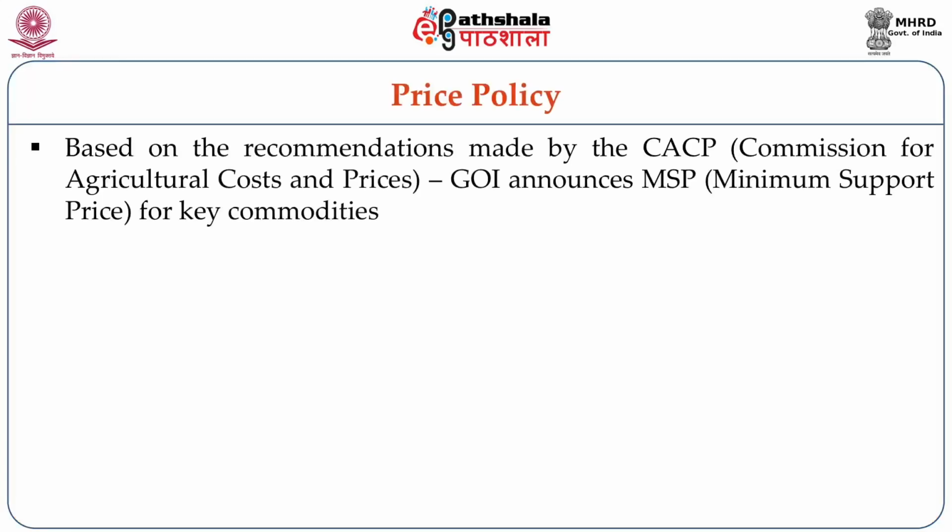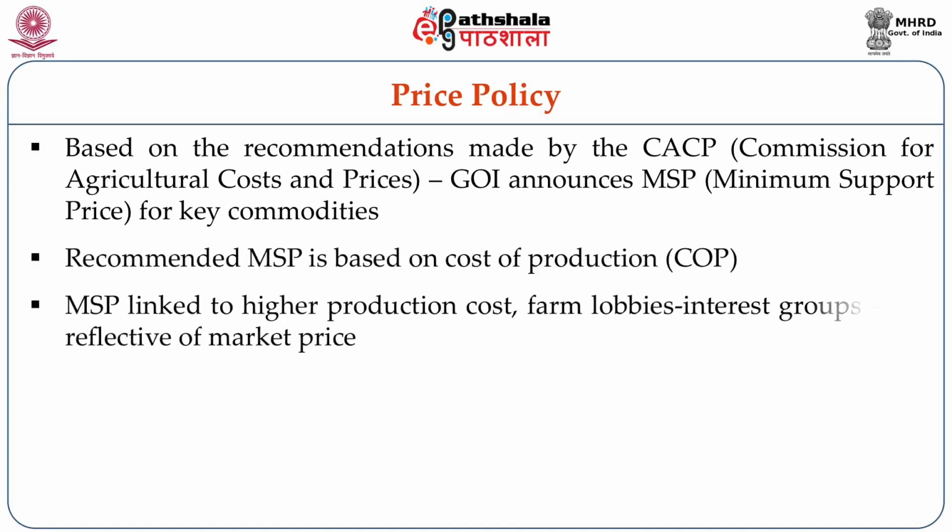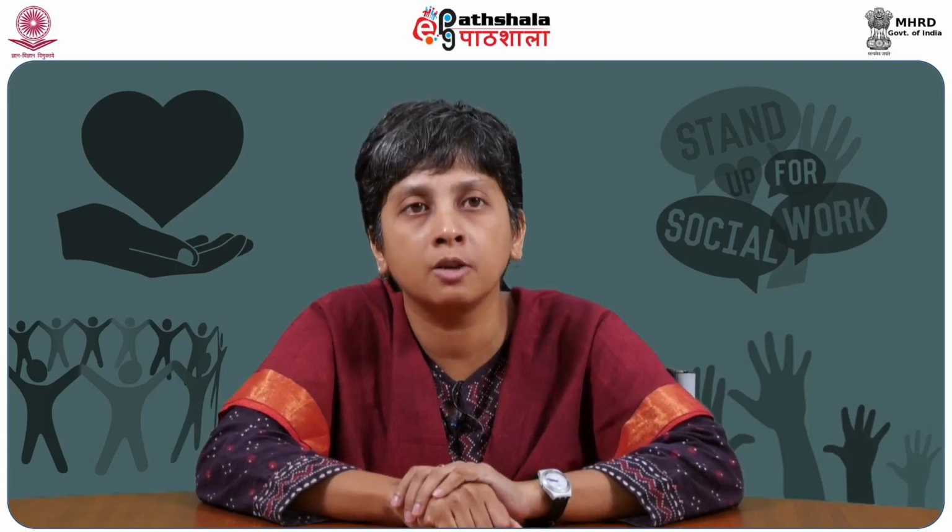Now let's quickly talk about the agricultural pricing policy. Based on the recommendation made by the Commission for Agricultural Costs and Prices, the Government of India announces the minimum support price for key commodities. The recommended minimum support price is based on cost of production. The minimum support price is linked not just to the higher production costs that farmers are experiencing every season, but also to farming lobbies, which frequently put pressure on the government to increase the price support that they obtain.